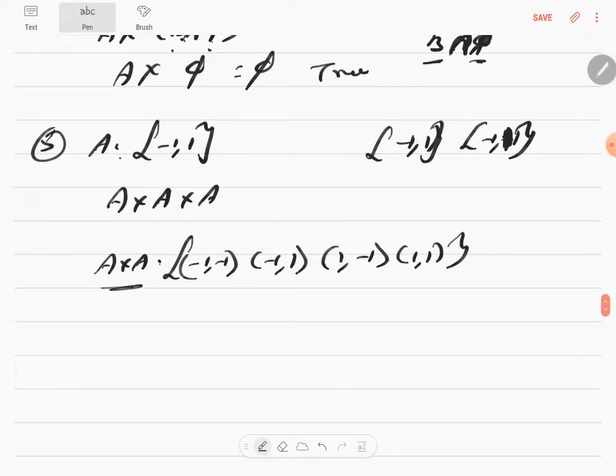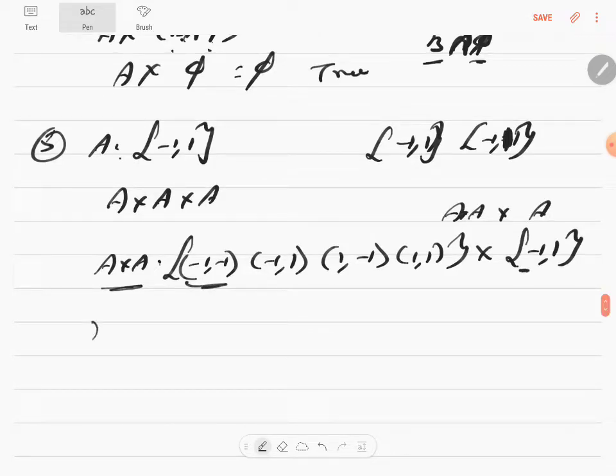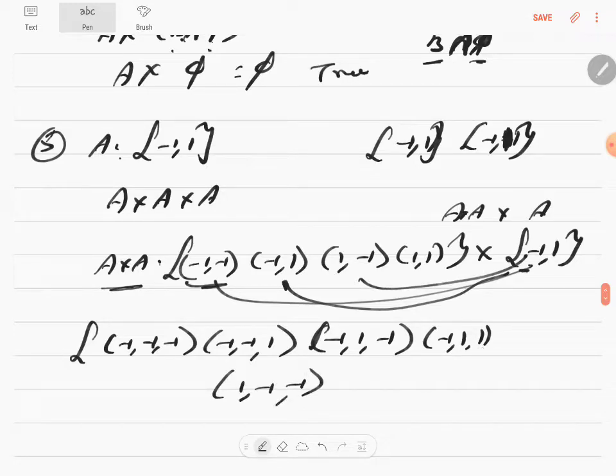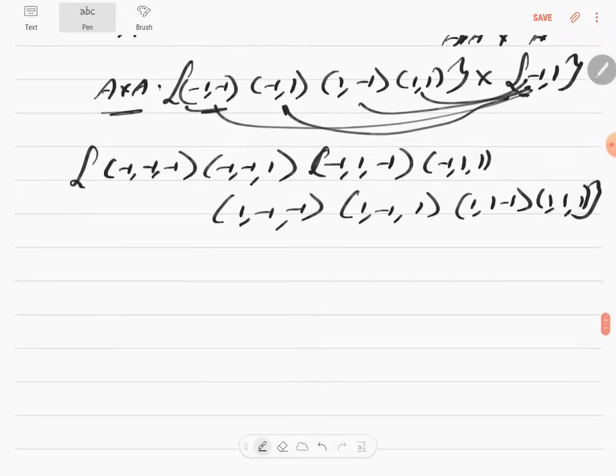Now you are going to cross this with another A, {minus 1, 1}, so that you get A cross A cross A. So this with this. Okay. So it's (minus 1, minus 1, minus 1), (minus 1, minus 1, 1), then (minus 1, 1, minus 1), this with this, yeah, then (minus 1, 1, 1), then (1, minus 1, minus 1), (1, minus 1, 1), then this with this (1, 1, minus 1), (1, 1, 1). Like this only you should write A cross A cross A. Are you clear? Yes, ma'am. So let's go to the 6th question.